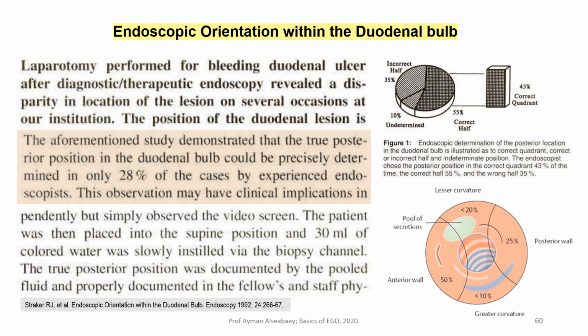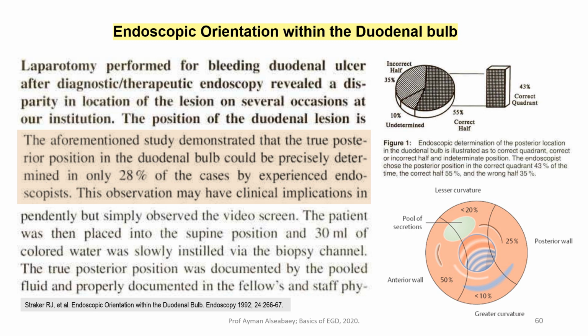During the preparation for this lecture, I found the issue in only one published paper, from 1992. You know that when you enter the bulb, you will find that there is fluid in the upper part of the screen, which represents the inferior part or the most dependent part of the duodenum. In this study, they found that in only 30% of the cases there was a good correlation, the same location of the ulcer determined by endoscopy and by laparoscopy. 30% only; in 70% of the cases, there was no correlation between endoscopy and true laparoscopy.